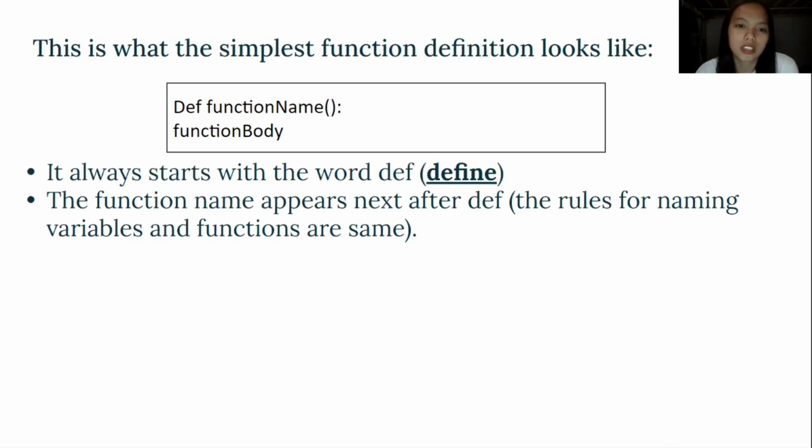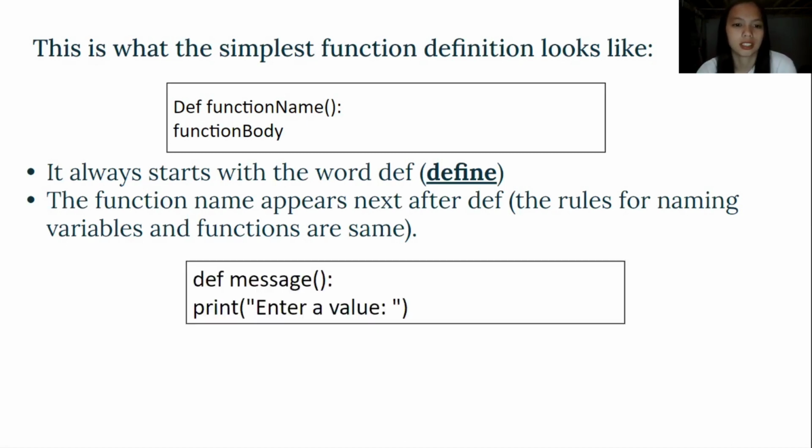It always starts with the word def, which stands for definition. The function name appears next after def. The rules for naming variables and functions are the same, so they're alike. Def message, open and close parentheses, colon, then print, open and close parentheses, then quotation. Inside the quotation is enter a value.